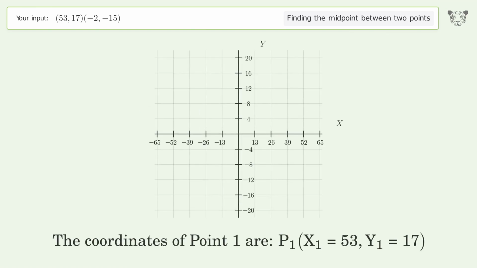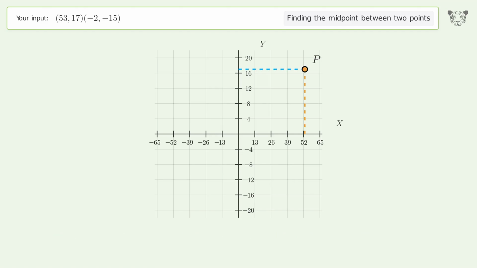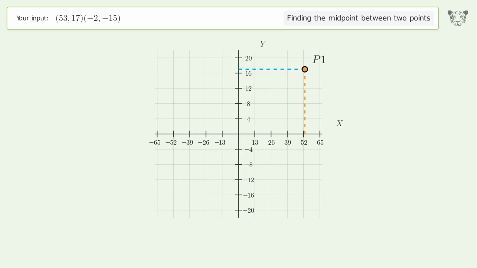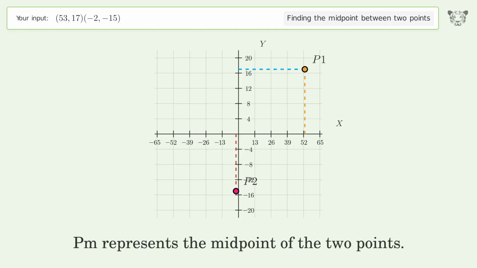The coordinates of point 1 are x1 equals 53, y1 equals 17. The coordinates of point 2 are x2 equals -2, y2 equals -15. PM represents the midpoint of the 2 points.